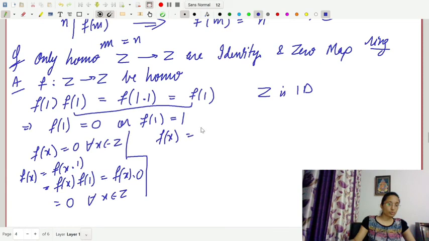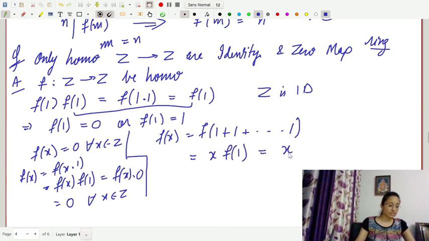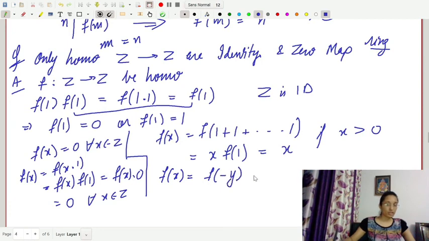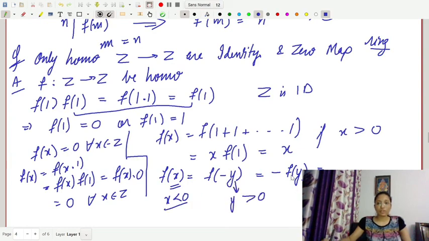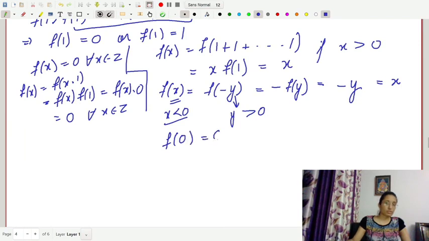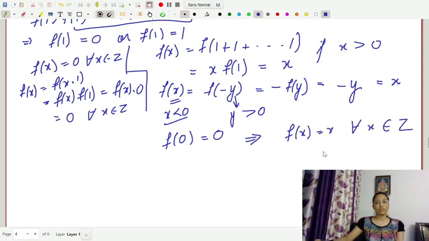Next case में f(x) is equal to f(1 + 1 + and up to 1, x times), which is x f(1), which is equal to x if x is greater than 0. f(x) is equal to f(−y), that is −f(y), अगर हमारे पास x negative आता है, and यहाँ पे अगर x less than 0 है तो y greater than 0 होगा. greater than 0 के लिए हमने अभी ऊपर show कर दिया, therefore −y, that is x. And इस केस में f(0) is 0, तो इससे हमें क्या पता लग रहा है, f(x) is equal to x for all x belonging to Z. f is an identity map. Therefore, only two ring homomorphisms from Z to Z.